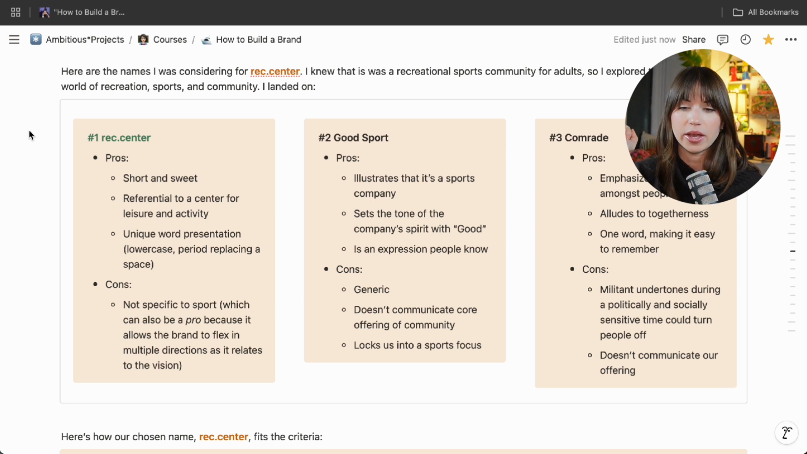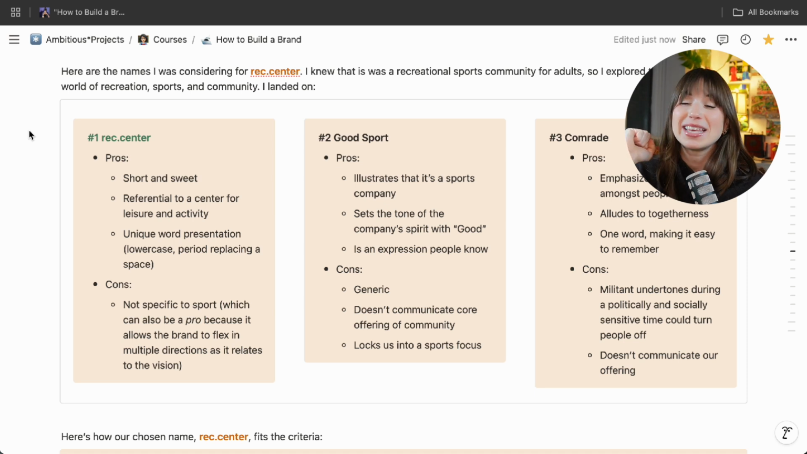Good Sport, on the other hand, our second choice, did illustrate that it is a sports company. It does set the tone of our company's spirit of being like good, a word that is positively associated with like happiness and like growth and all of these key attributes, and it's an expression that people know. On the downside, because people know it, it's a little bit generic, which doesn't underscore the uniqueness that we are bringing to the market. It doesn't communicate our core offering of being very intentionally focused on building community, and it does lock us into that sport focus as a business.